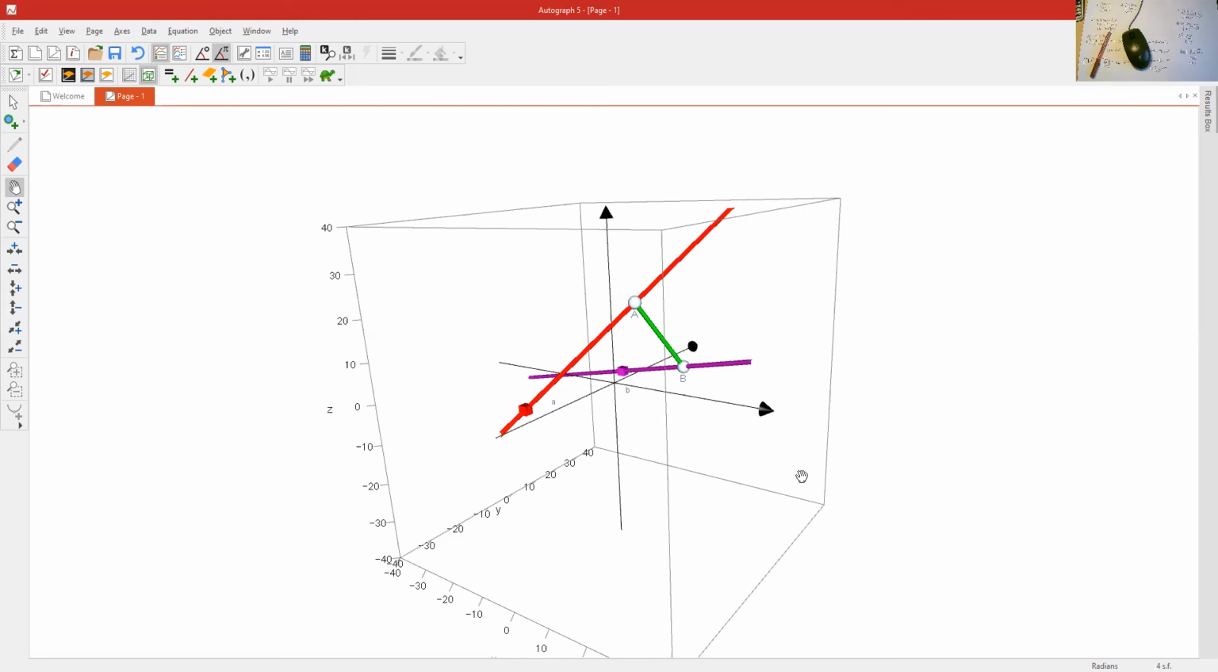So maybe 2D is not the best example. But anything 3 and up, you can easily have lines that do not intersect. And by using this perpendicularity, you can limit yourself to find their shortest distance. So I hope that makes some kind of sense.